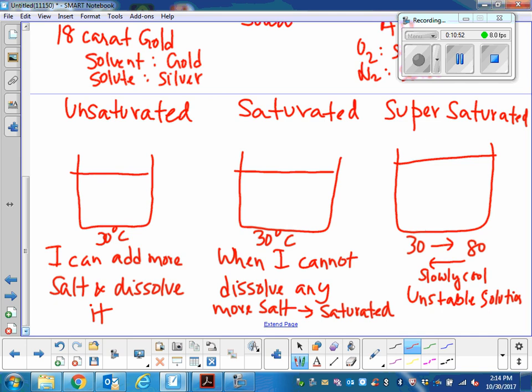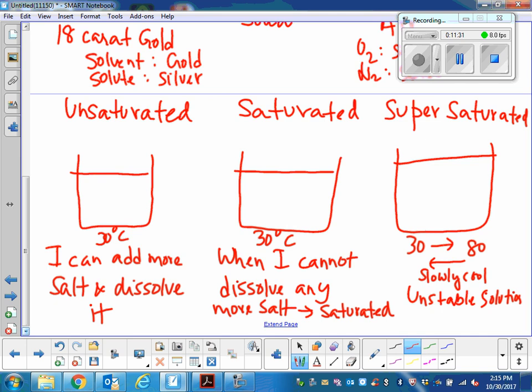Do we understand this? Just back and forth. Which one is the last one again? The last one, say it's at 30. It's a saturated solution. I cannot dissolve any more salt. What do I do with this solution? I heat it up until 80. And then what can happen? I can dissolve more salt in it. It will still be a clear solution. And then I will cool it. It will still be a clear solution. But it's a very unstable solution. I dissolve more salt than I can dissolve at that temperature.